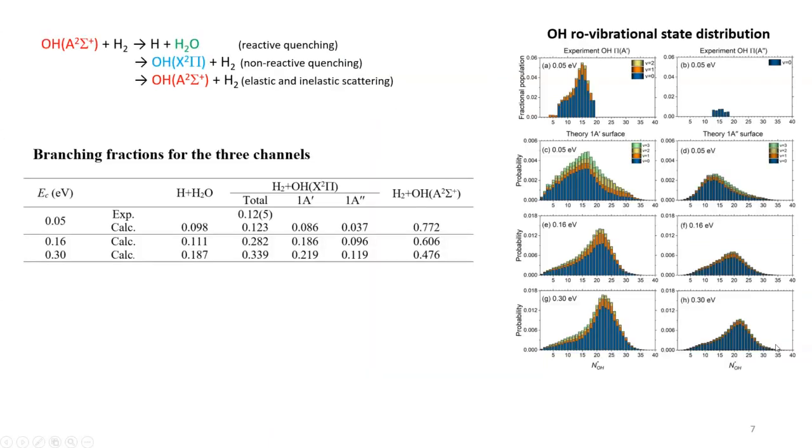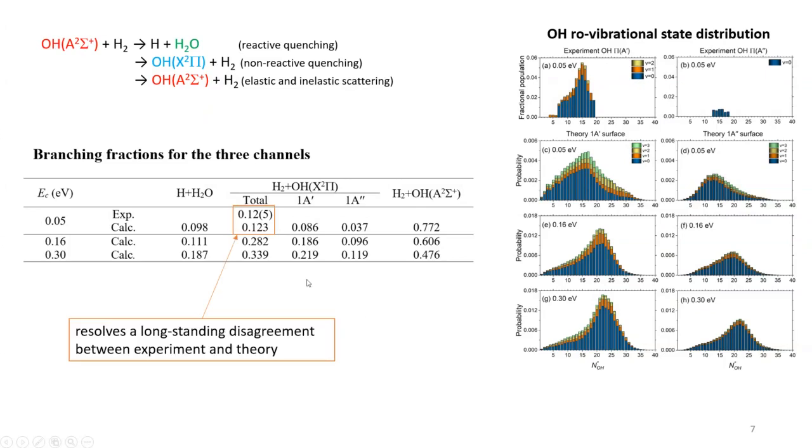By analyzing the wave function, we have calculated the branching fraction for the 3 channels and the quantum-state-resolved information for the non-reactive quenching channel. To summarize, the calculated OH state distribution has good agreement with experiment. Most importantly, the uncovering of the major inelastic scattering channel resolves a long-standing disagreement between experiment and theory regarding the branching ratio of the reactive and the non-reactive quenching channels.